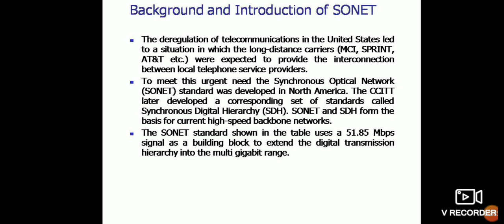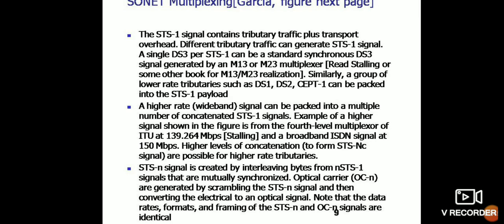The SONET standard shown in the table uses a 51.85 Mbps signal as a building block to extend the digital transmission hierarchy into the multi-gigabit range. The STS-1 signal contains the user traffic plus transport overhead. A DS3 signal for STS-1 can be a standard synchronous DS3 signal generated by an M13 or M23 multiplexer, or some other realization.